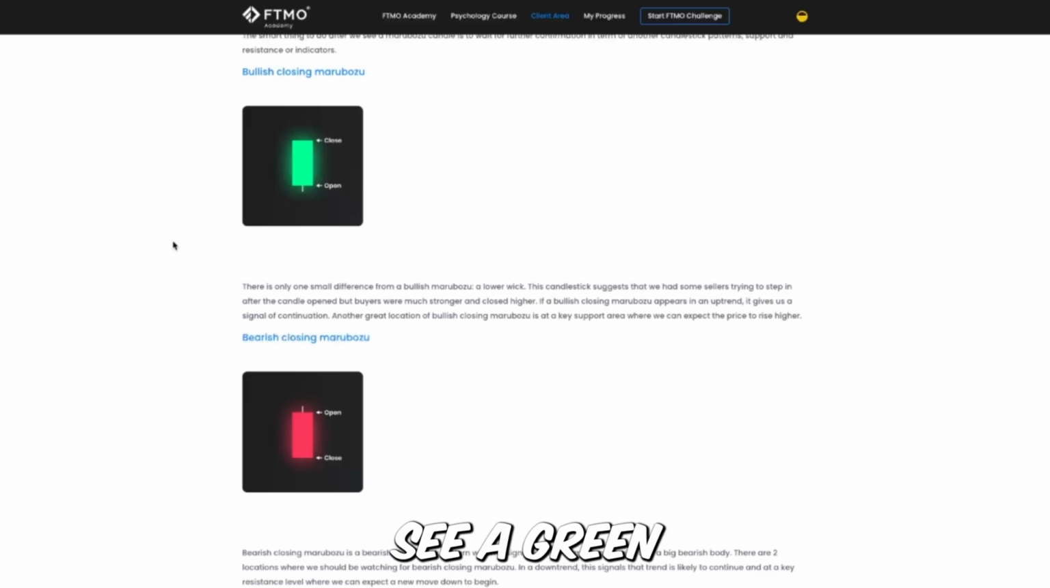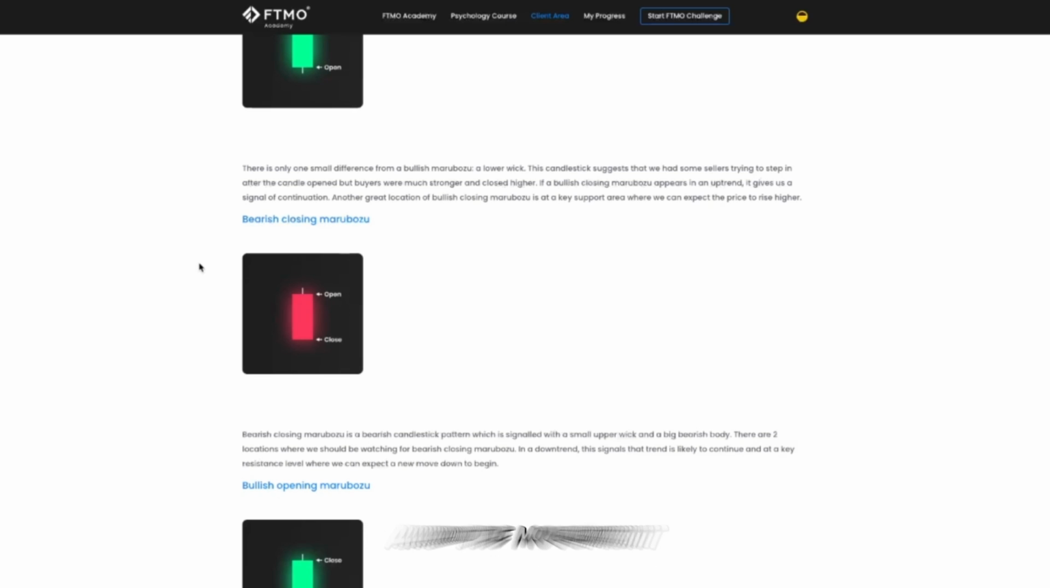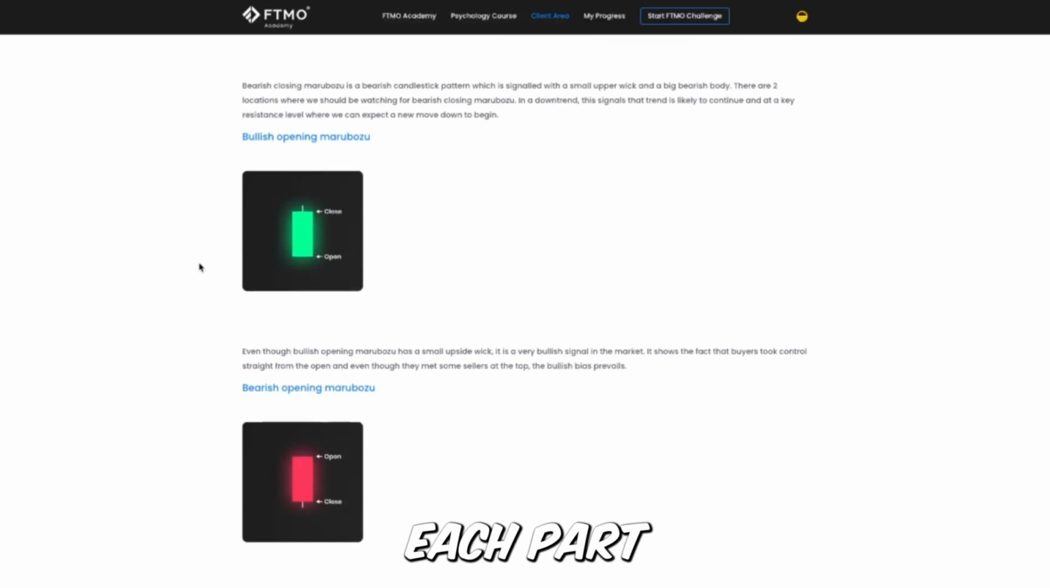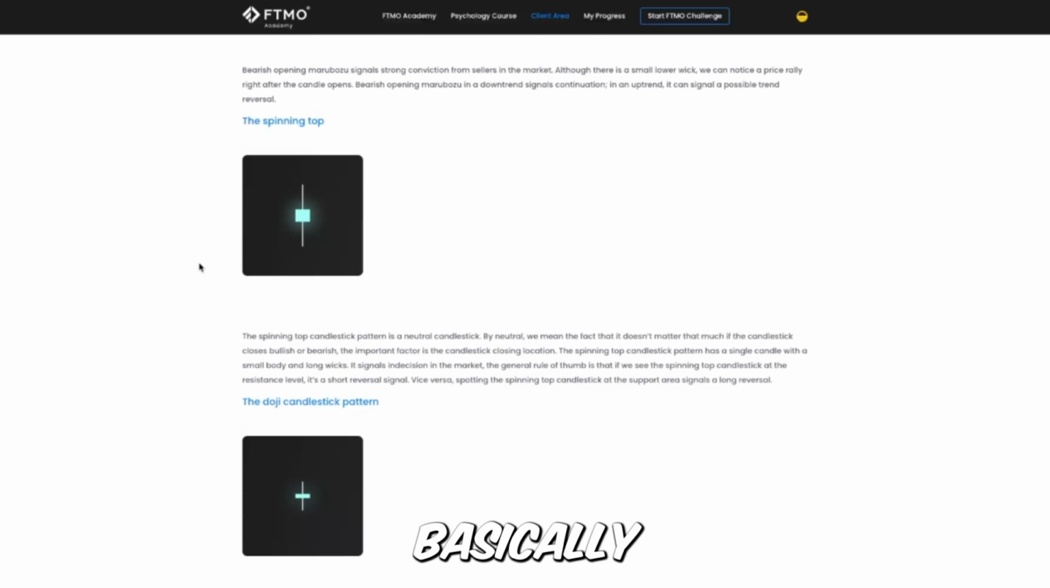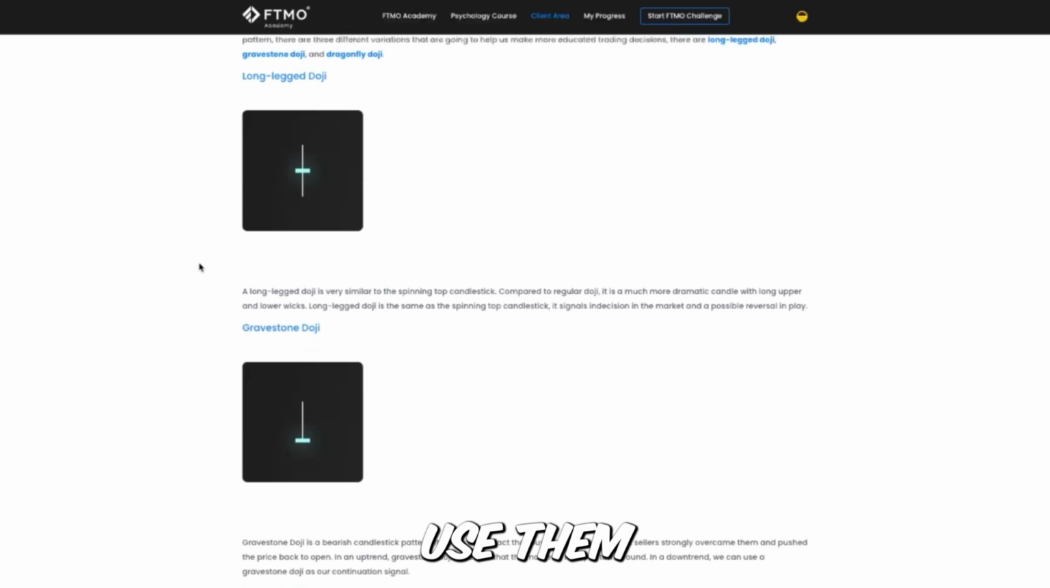And as you can see, a green candle is going to be putting you into profit, and a red candle is a down candle, putting you into negative. So that's the price action and the movement of each candle in each part of the chart. You can see there are some benefits of using candlestick patterns when trading price action. They are really useful because they're simple, insightful, and really quick to interpret, which is why most traders use them.